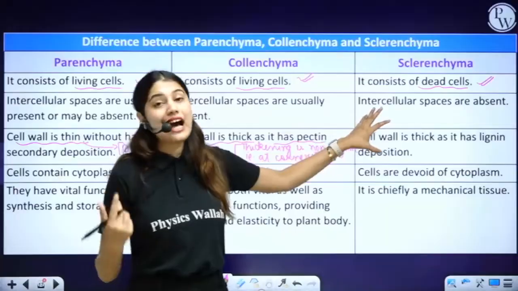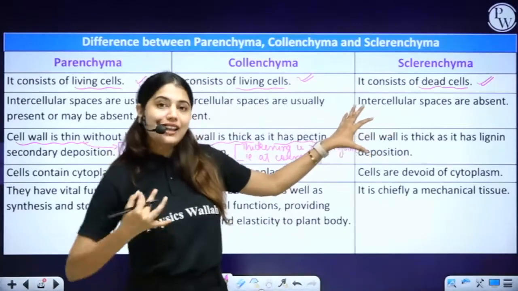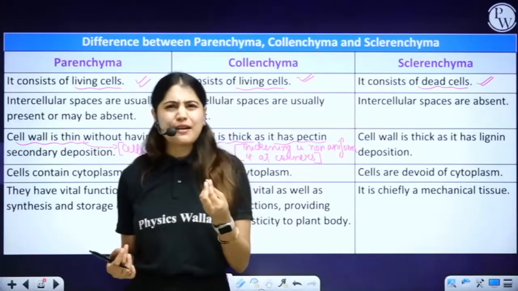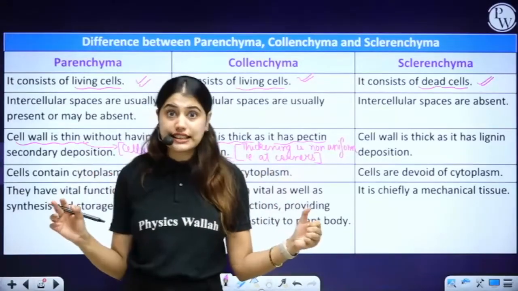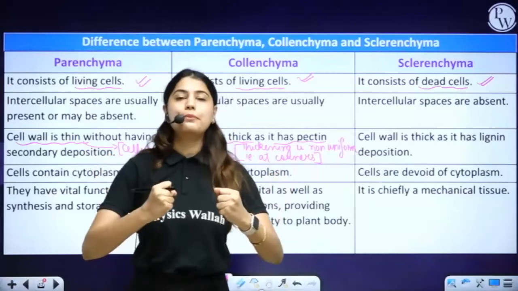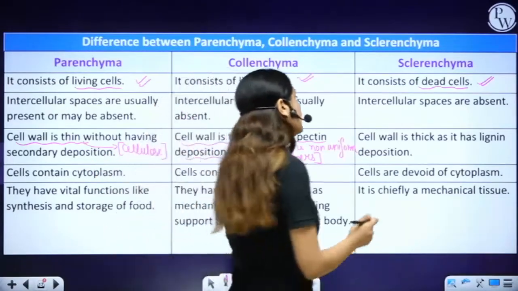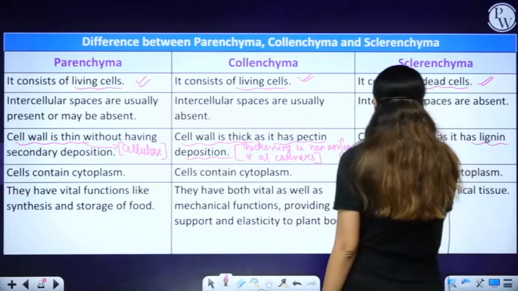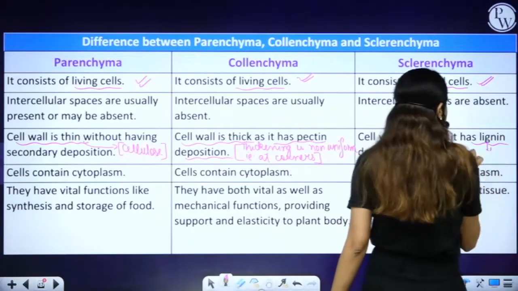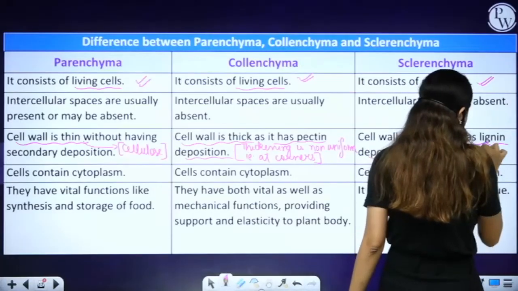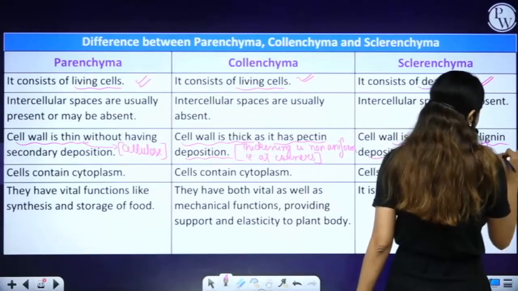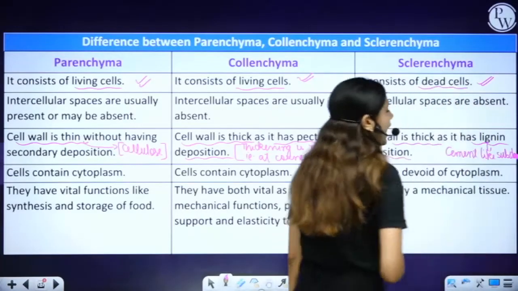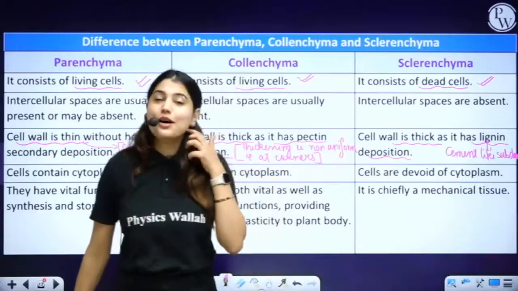Sclerenchyma, again we have a cell wall which is thick, and that thickening is because of the presence of lignin. Lignin is a chemical substance which acts like a cement, and it will obviously provide the hardening to the plant. So the cell wall is thick, and this thickening is because of the lignin deposition. Lignin is a cement-like substance which will harden it, right? It will provide that hardening to the plant.